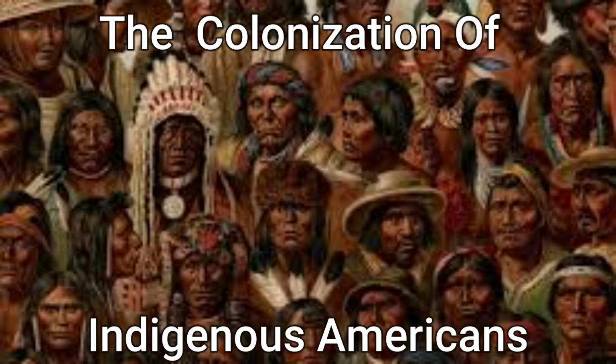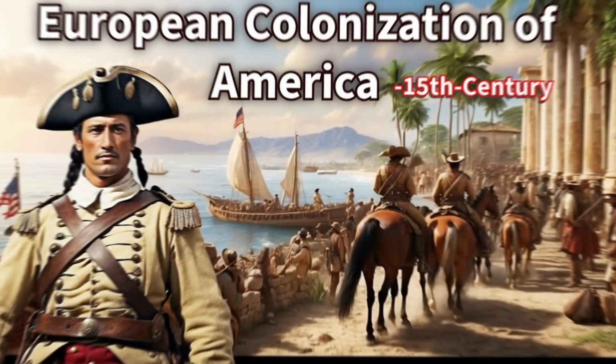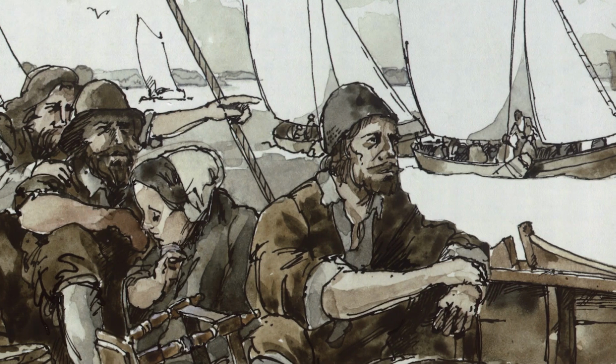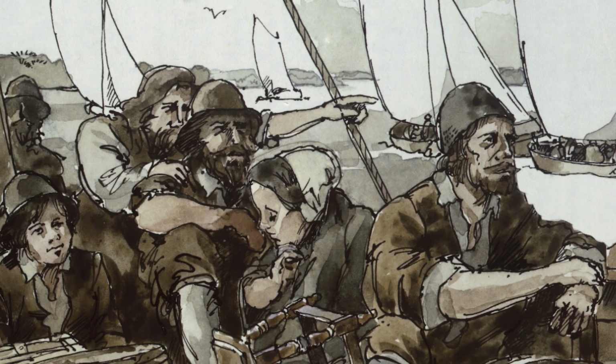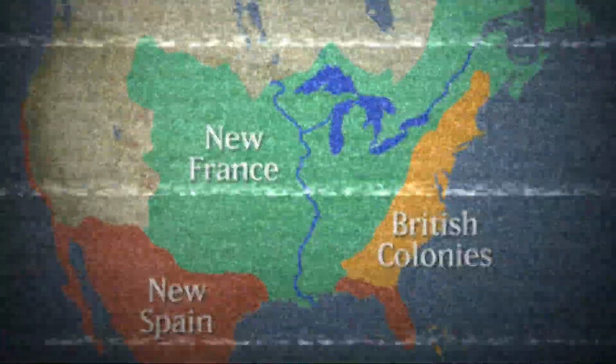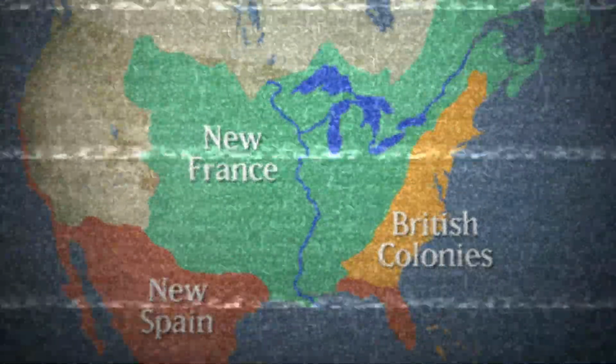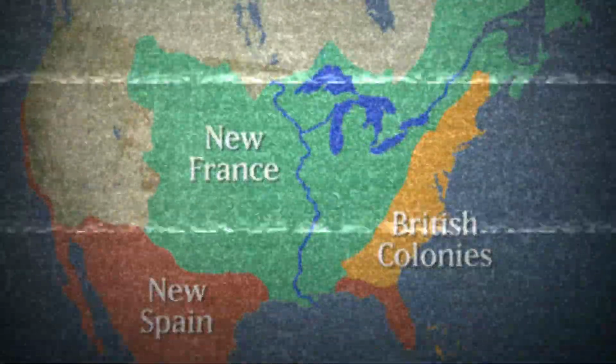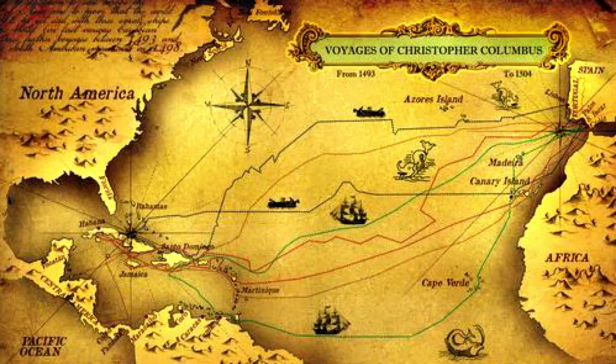Colonization wasn't limited to Asia and Africa. Now let's focus on Native Americans. When European settlers arrived in the Americas in the late 15th century, they began a process of colonization that radically changed the lives of indigenous people. The Spanish, French, British, and Portuguese were among the main colonial powers in the Americas, and their arrival spelled disaster for the native populations.